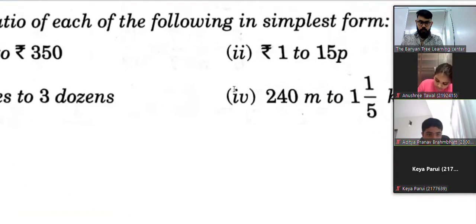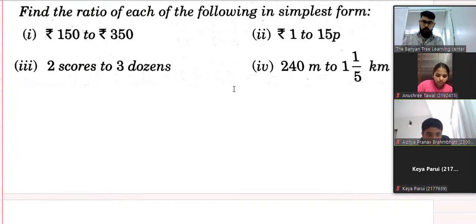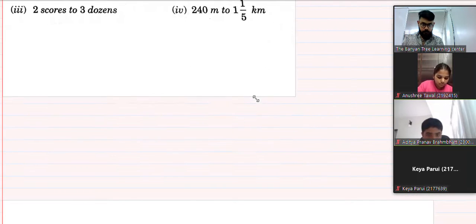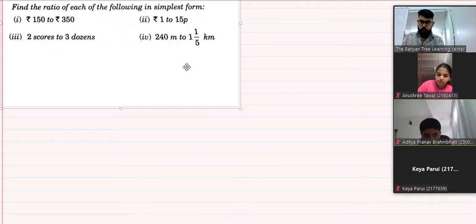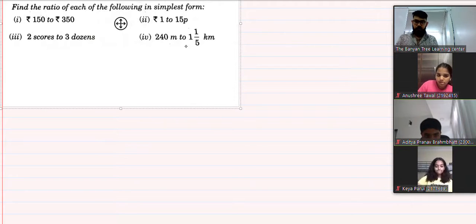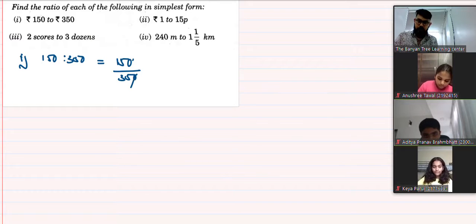Find the ratio of each of the following in simplest form. So the first one is rupees 150 to rupees 350. Okay, I'm doing the first one. 150 is to 350, which is 150 upon 350. 0 0 cut, 5 threes are 15, 5 sevens are 35, so it is 3 is to 7.